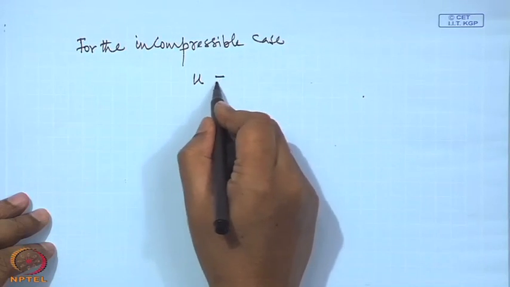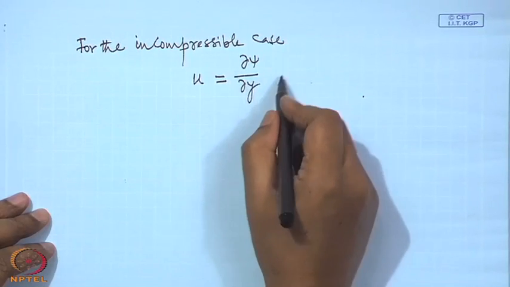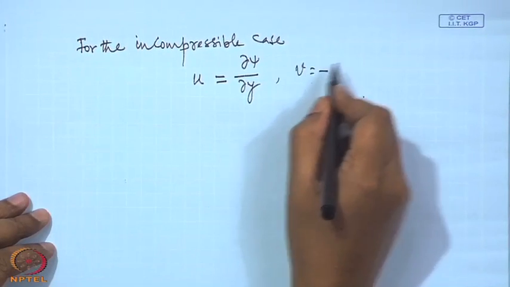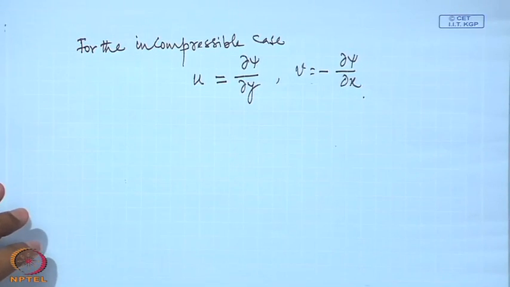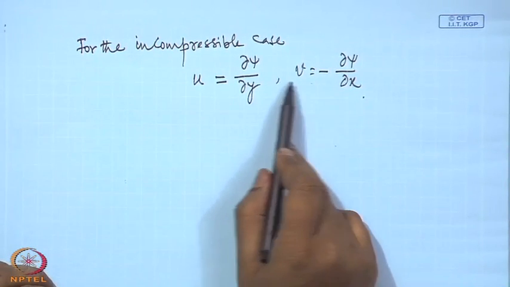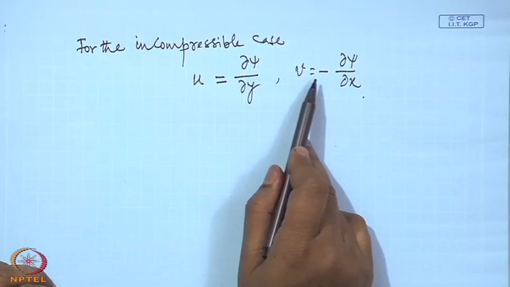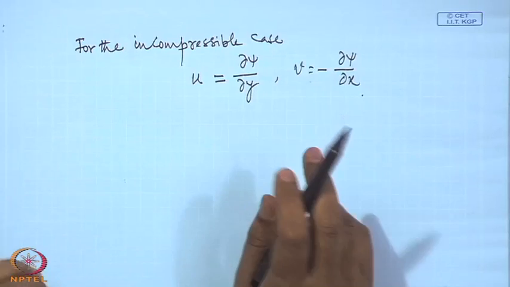Define u as, and you see the equation is satisfied. The divergence equation is satisfied. See the simplification. We had two unknowns u and v, we have replaced that by a single unknown psi.